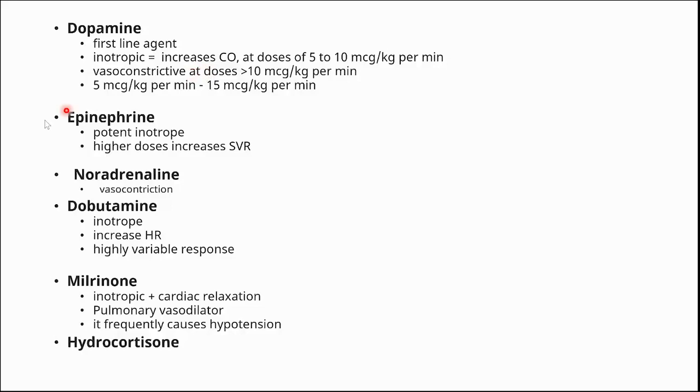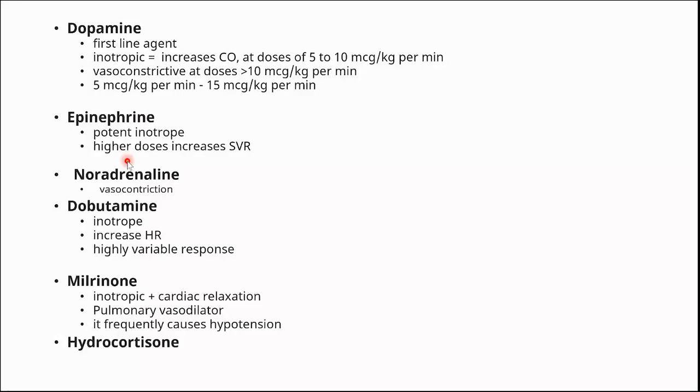And then you have epinephrine. It's a potent inotrope, right? At very high doses, it will cause vasoconstriction as well. So first you start with dopamine, and then if you are really struggling, you need to do an echocardiogram. If you see poor contractility of the heart, this is when you need to start epinephrine. Moving on to noradrenaline, it doesn't have any inotropic action.